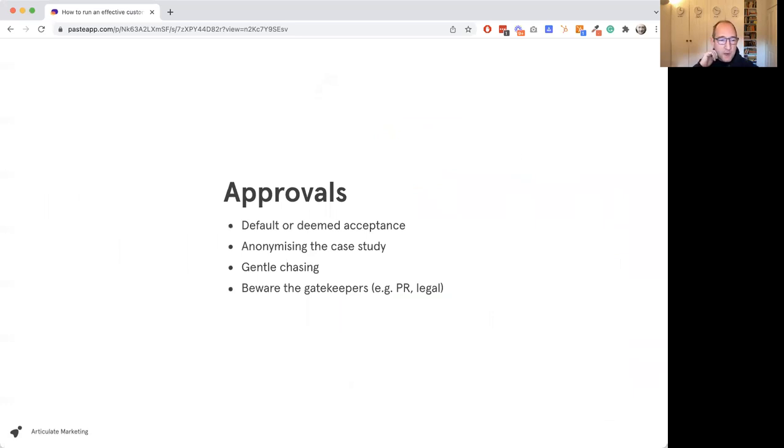So first thing we get, thank you, Maddie, for sharing that. Maddie has shared a link to that article in the chat. Getting approvals can be a pain.